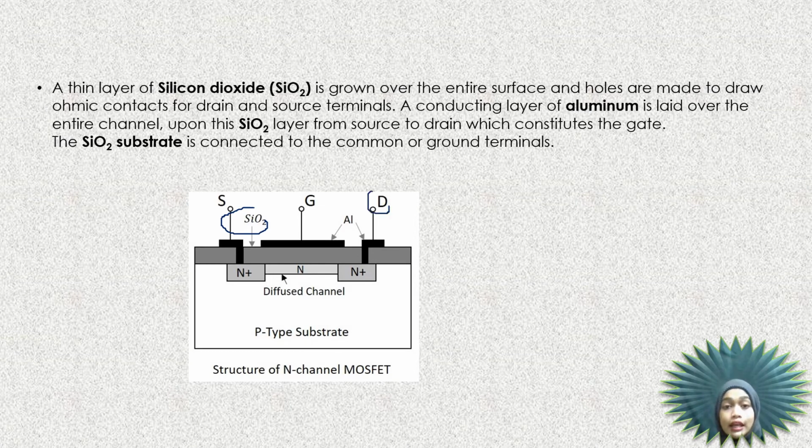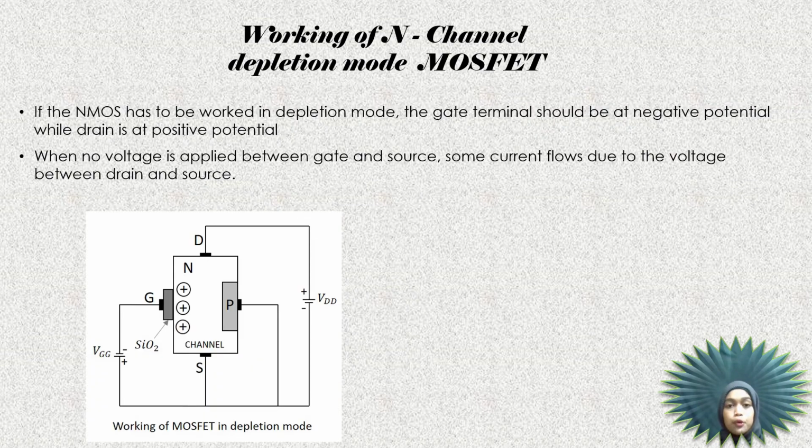A conducting layer of aluminum is laid over the entire channel upon the silicon dioxide layer from source to drain, which constitutes the gate. The substrate is connected to the common or ground terminal. If the NMOS has to be worked in depletion mode, the gate terminal should be at negative potential while the drain terminal should be at positive potential.